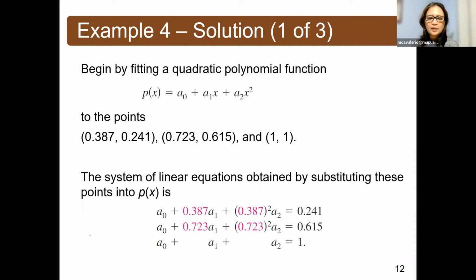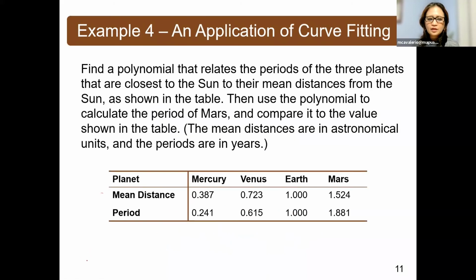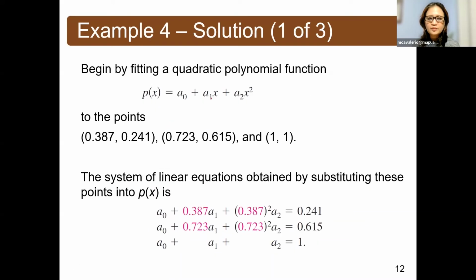Again, applying the same procedure as we did earlier, the model will be a quadratic polynomial function, P(x) = a0 + a1x + a2x². We only need to satisfy this function by the given values of x and y. So P at 0.387 is equivalent to a0 plus 0.387 times a1, plus 0.387 squared times a2.